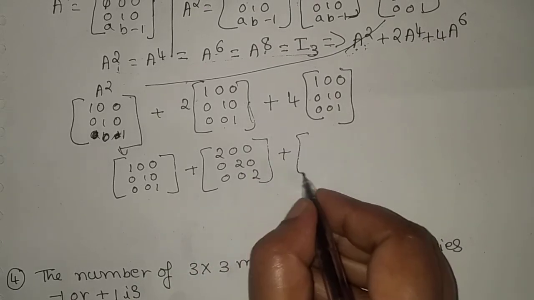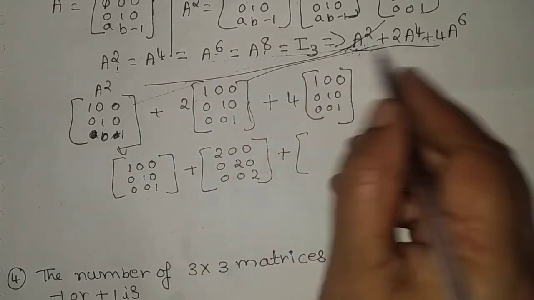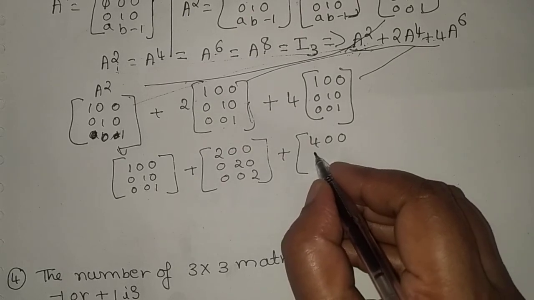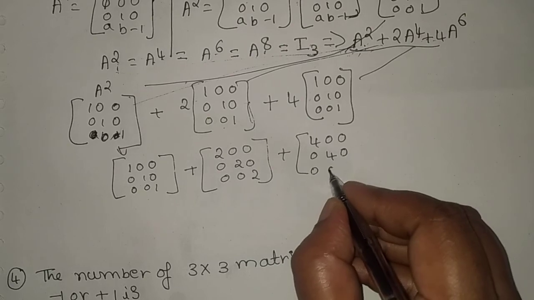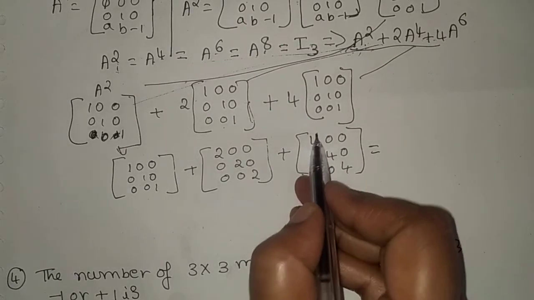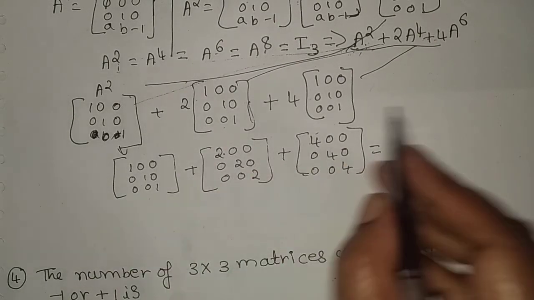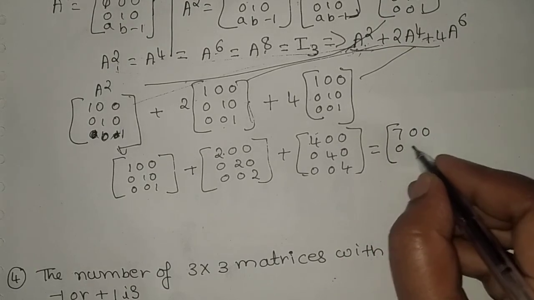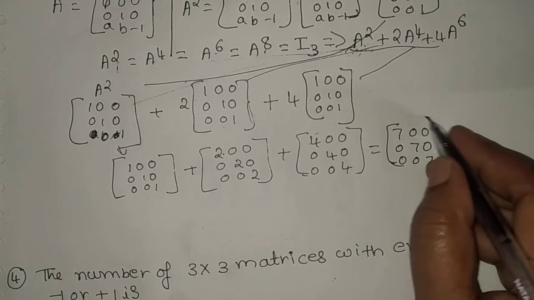Plus again multiply this by 4. We are substituting for this formula. This A square is 1, this 1. Therefore 4 into 0, 0, multiply this 0, 4, 0, 0, 0, 4. After this, add this, we'll get 4, 6, 1. 4 plus 2 is 6, 6 plus 1 is 7. Therefore 7, 0, 0, 0, 7, 0, 0, 0, 7 we are getting.